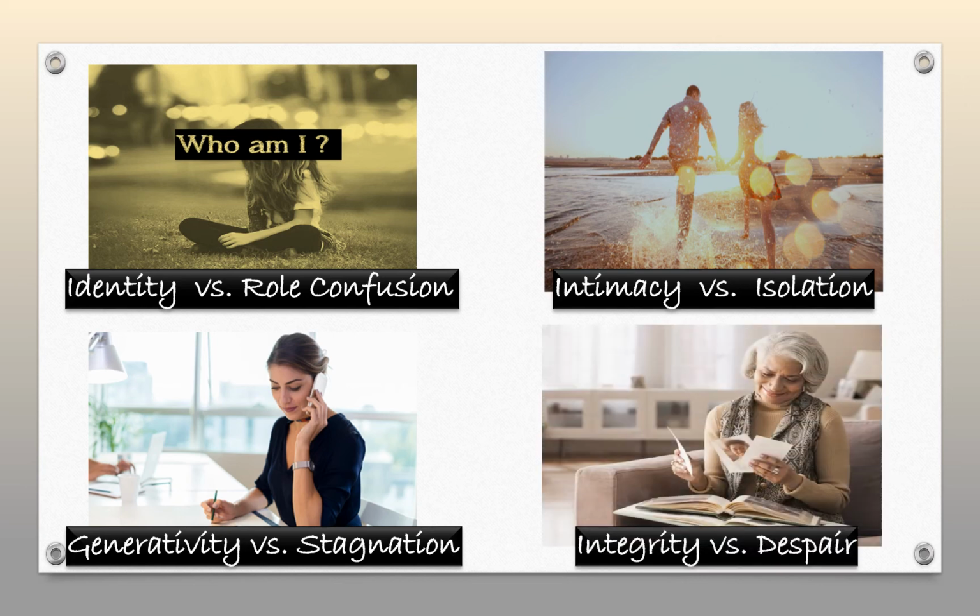Last stage is integrity versus despair. This stage occurs in late or old adulthood, that is from 65 and older. The old adults become senior citizens and are typically retired. It is important for them to feel a sense of fulfillment, knowing that they have done something significant and made a meaningful contribution to society during their younger years.